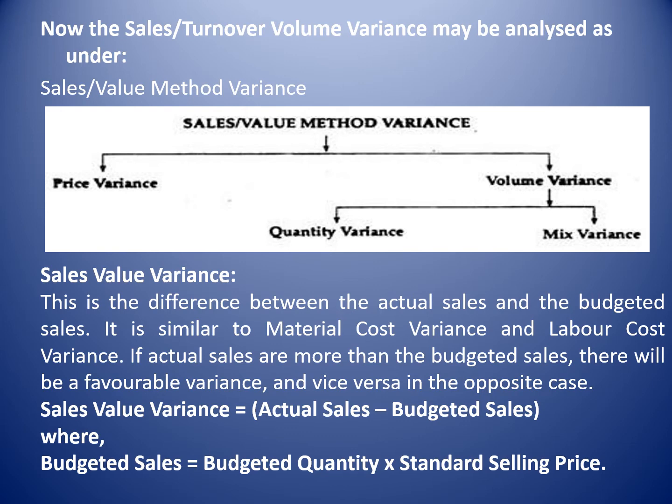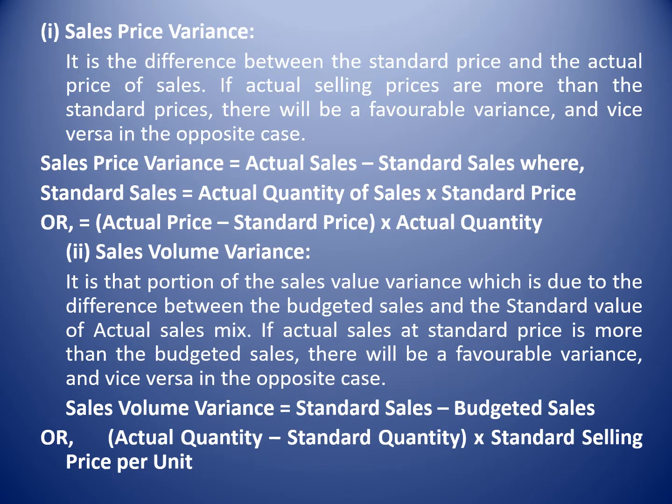It is similar to material cost variance and labor cost variance. If actual sales are more than the budgeted sales, there will be a favorable variance, and vice versa in the opposite case. Sales value variance equals actual sales minus budgeted sales, where budgeted sales equal budgeted quantity into standard selling price.